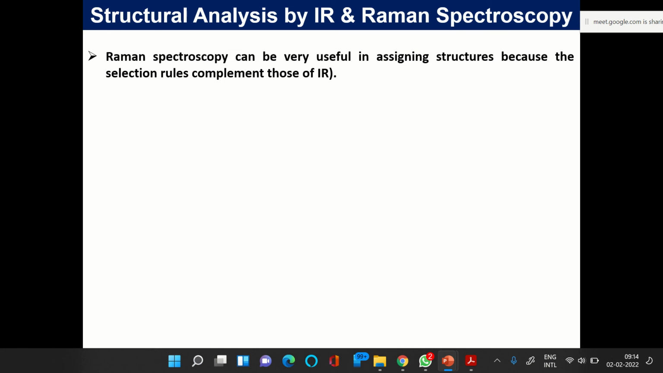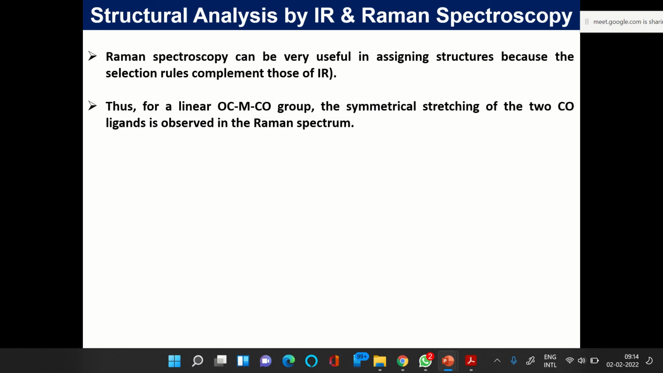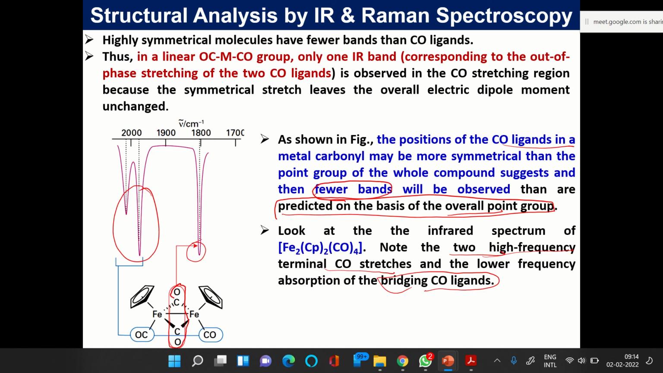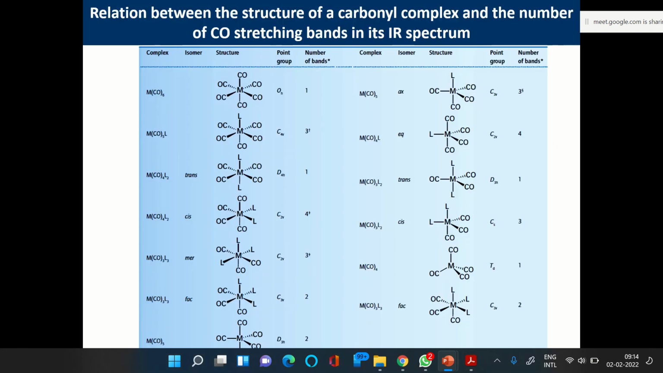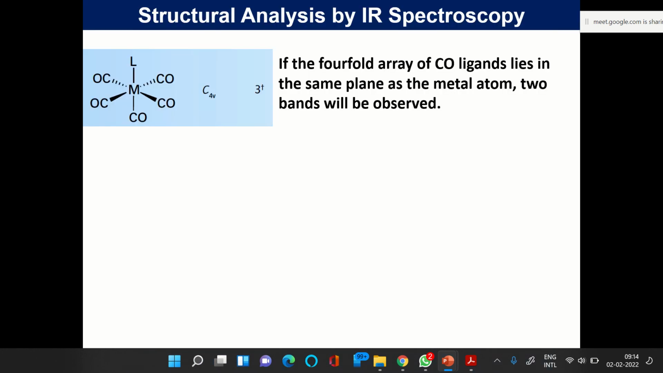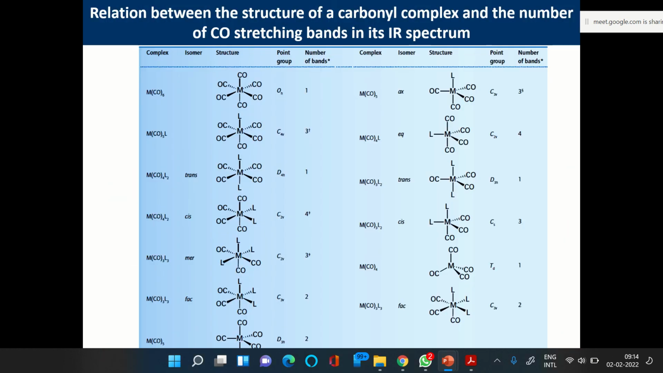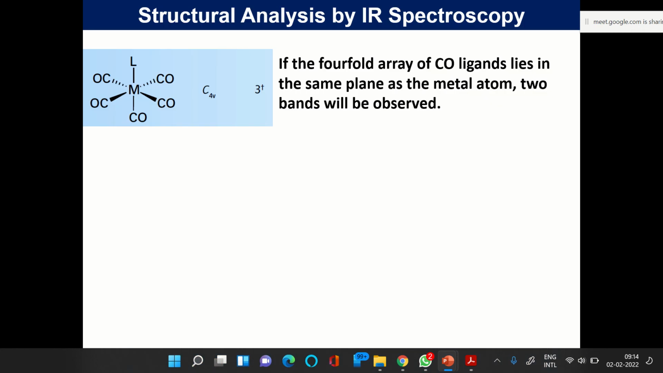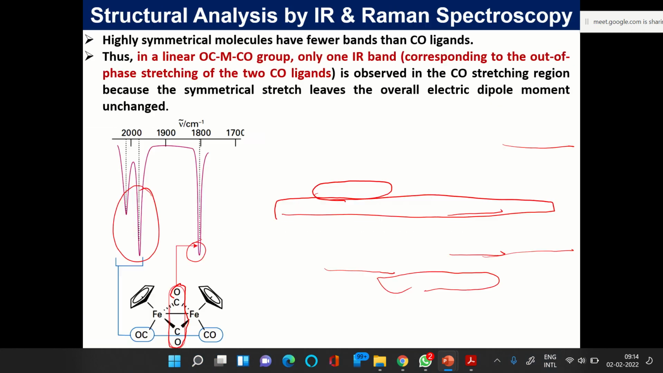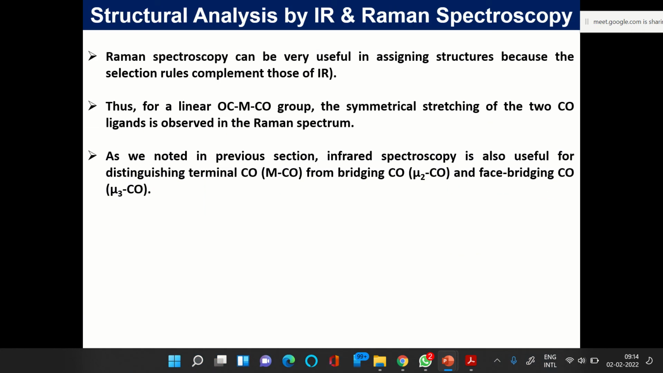So Raman spectroscopy can be useful; it is complementary, it gives you complementary information. What we have discussed, this table and the last two slides, were devoted only for IR. That was for IR spectroscopy, and the same things can be further analyzed with Raman.